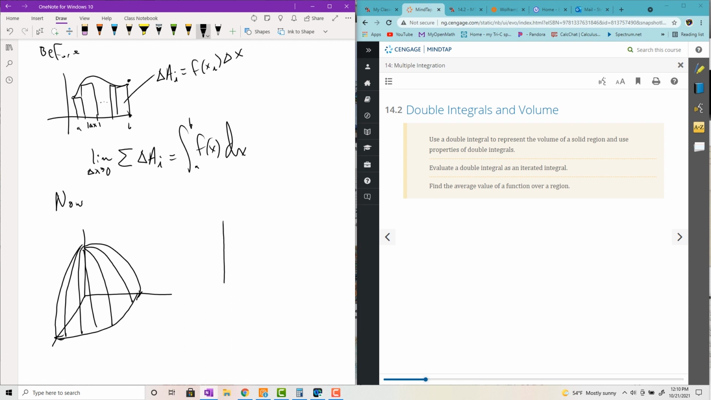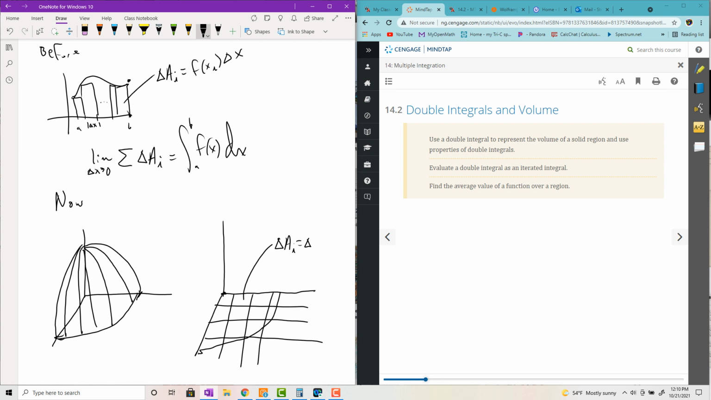So instead of chopping up an interval into a bunch of change in x's, I'm going to chop up the area underneath the surface into a bunch of little rectangles, or change in areas. I'll have a bunch of these change in A sub i's, which is basically a change in x times change in y. It's basically length times width.